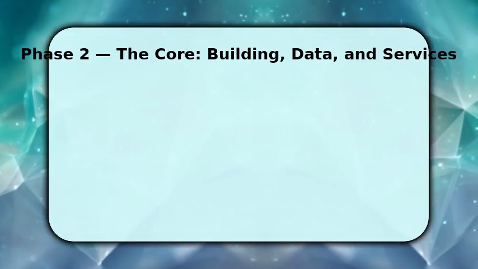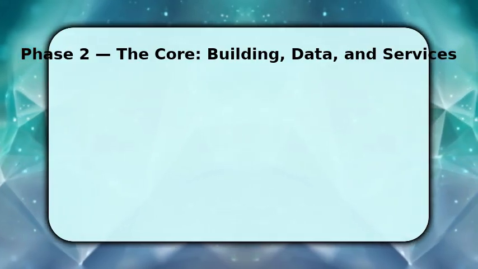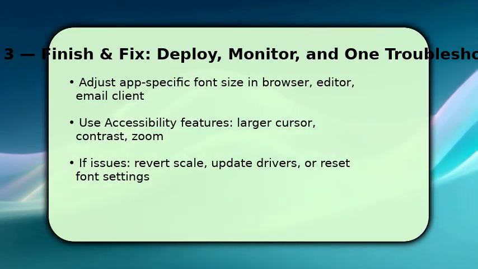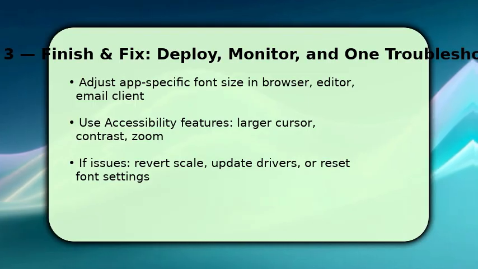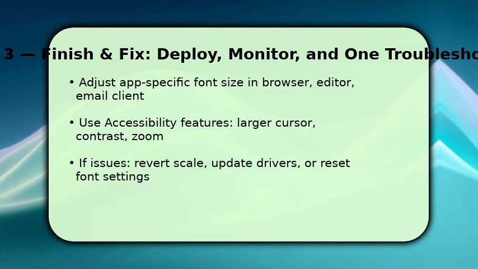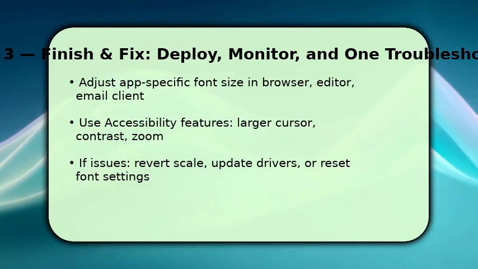Finish by adjusting font sizes inside key apps. Browsers have text size controls and Ctrl++ works. Editors and email clients have their own font preferences. Then enable accessibility tools like System Zoom, Larger Cursor, or high contrast themes to complement larger fonts.